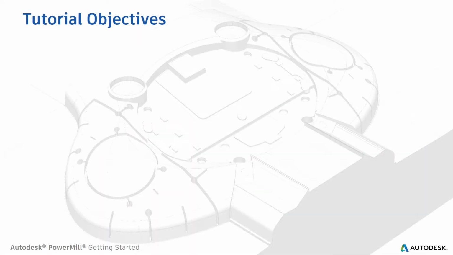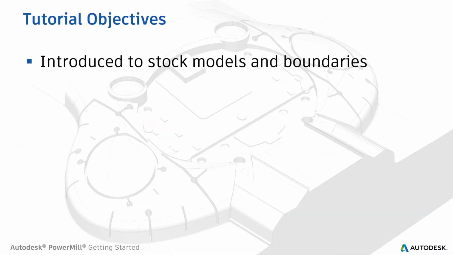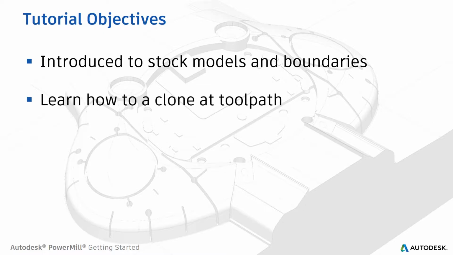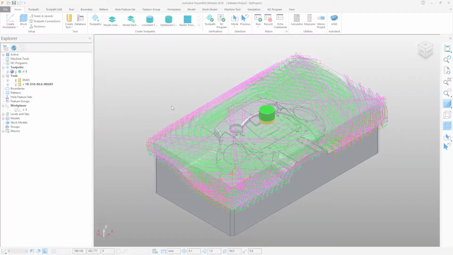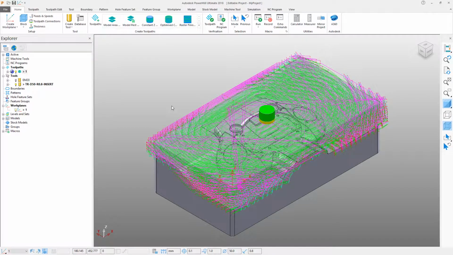In this tutorial, you will be introduced to stock models and boundaries, learn how to clone a toolpath, and see how to create a rest machining or rest roughing toolpath. The first toolpath we created was used to rough out the majority of the material from our stock. We are now going to tackle the remaining areas of excess stock on the part using a rest machining toolpath.